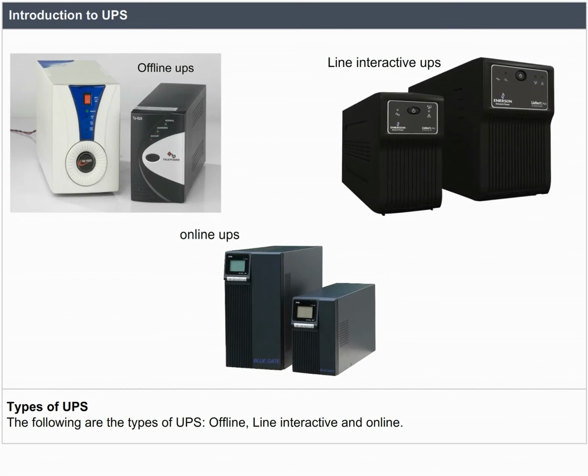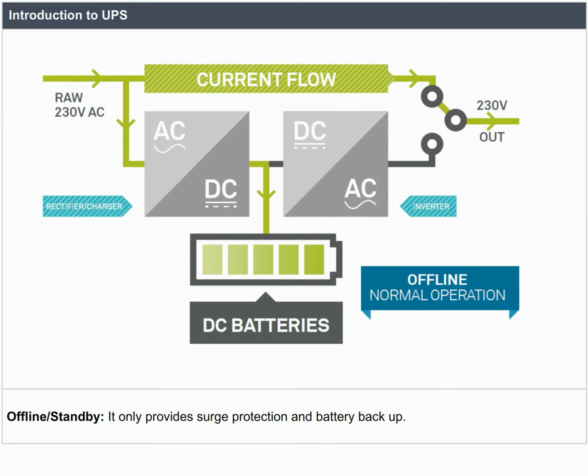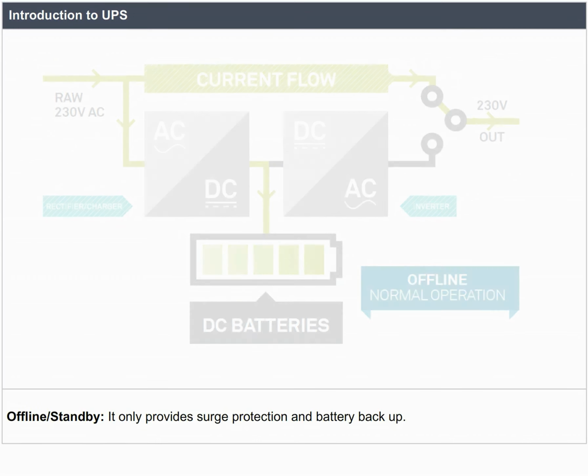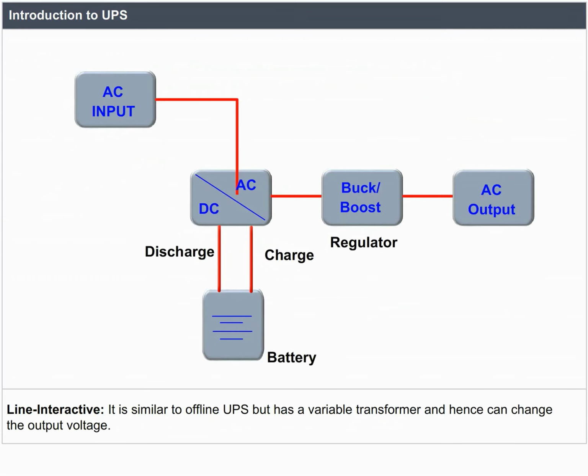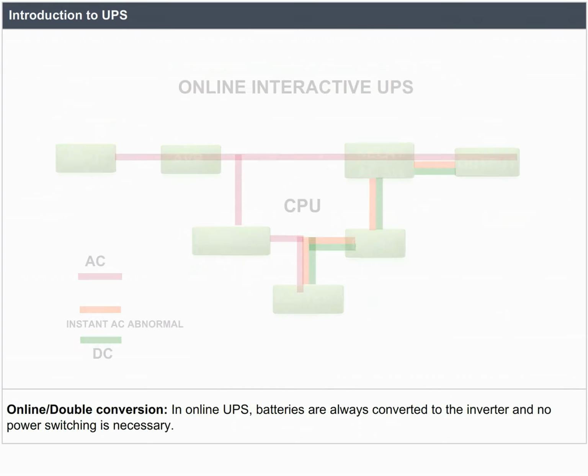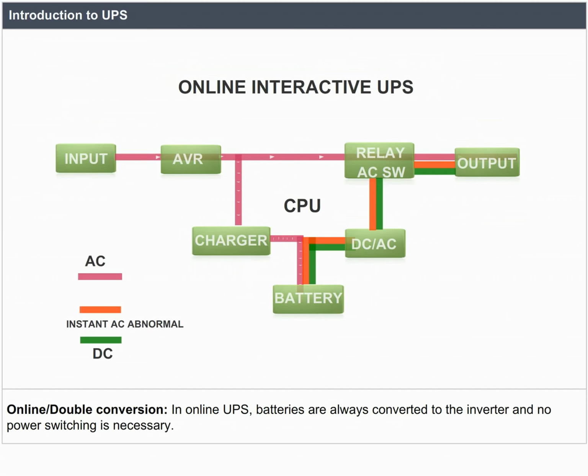Types of UPS. The following are the types of UPS: offline, line interactive, and online. Offline, standby. It only provides surge protection and battery backup. Line interactive. It is similar to offline UPS, but has a variable transformer and hence can change the output voltage. Online, double conversion. In online UPS, batteries are always connected to the inverter and no power switching is necessary.